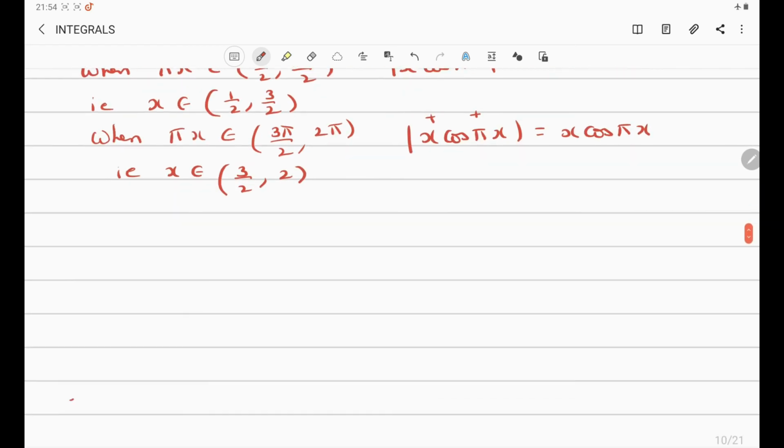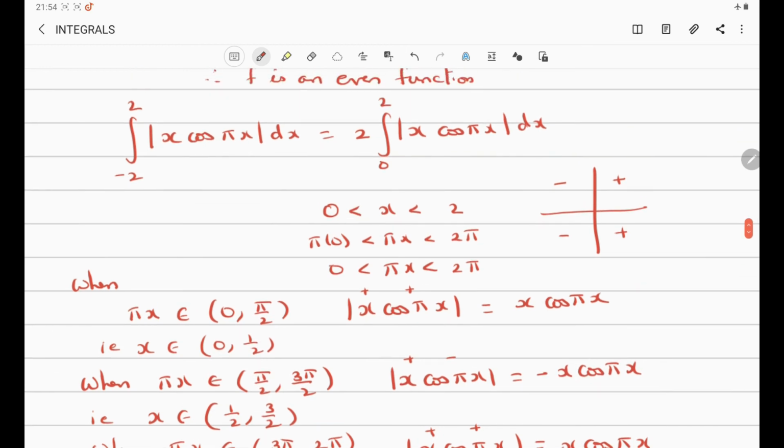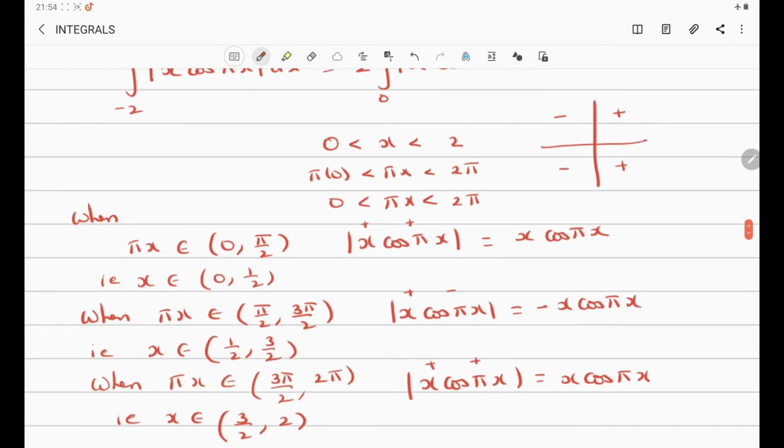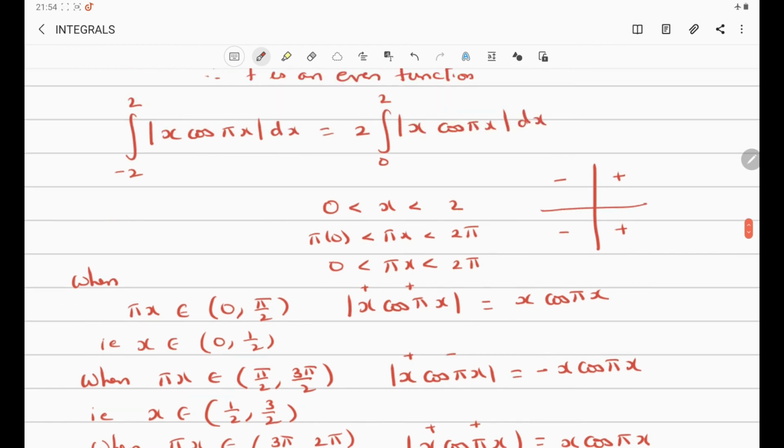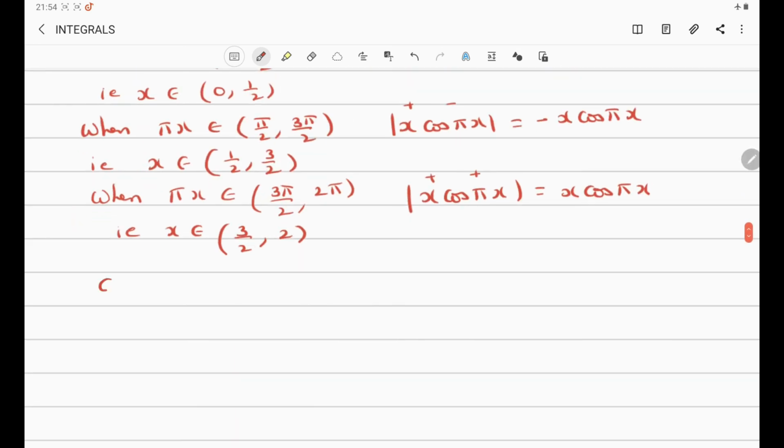Next, we are going to see the indefinite integral. Now once you know the splitting of the integrand into n number of integrands, now we have to see what is the indefinite integral of x cos pi x. So let us consider integral of x cos pi x dx.